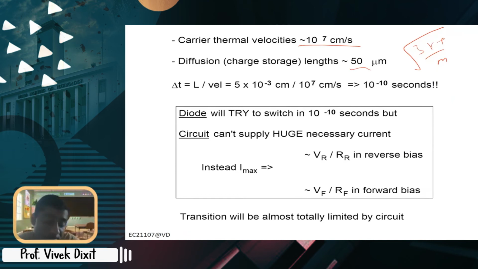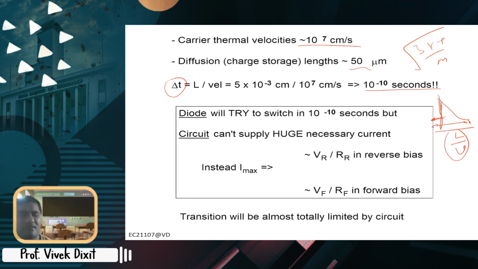So the time taken to reclaim these carriers, that see, they are extending up to the diffusion length only, right? So the carriers here can be easily removed. So the maximum time will be the diffusion length divided by the velocity, and that comes to around 10⁻¹⁰ second, right? So these carriers can be removed very quickly, within a fraction of a nanosecond.